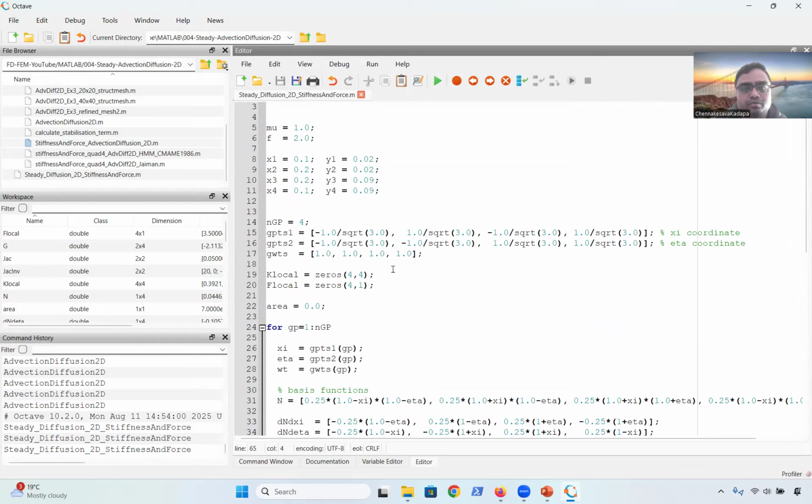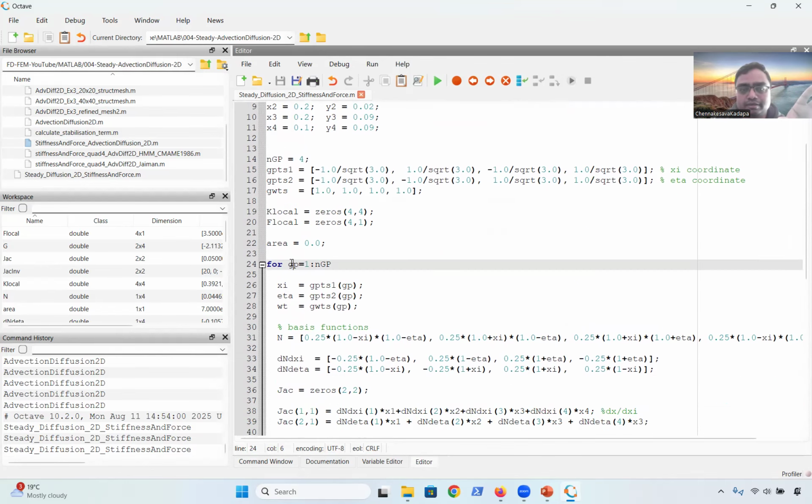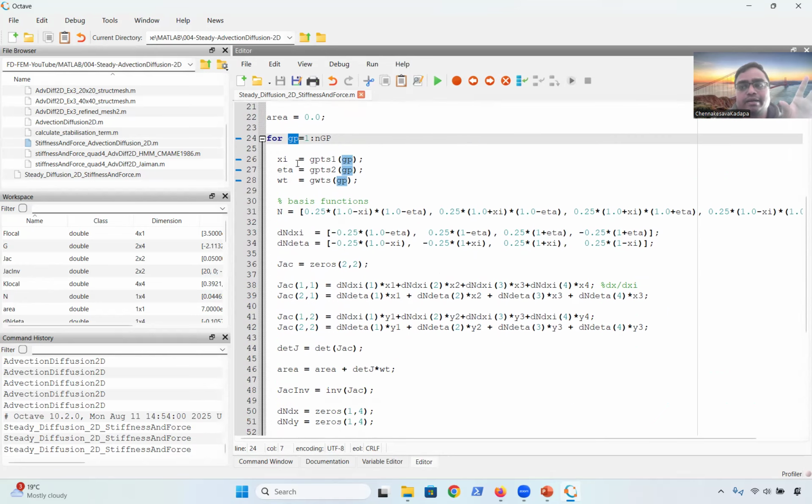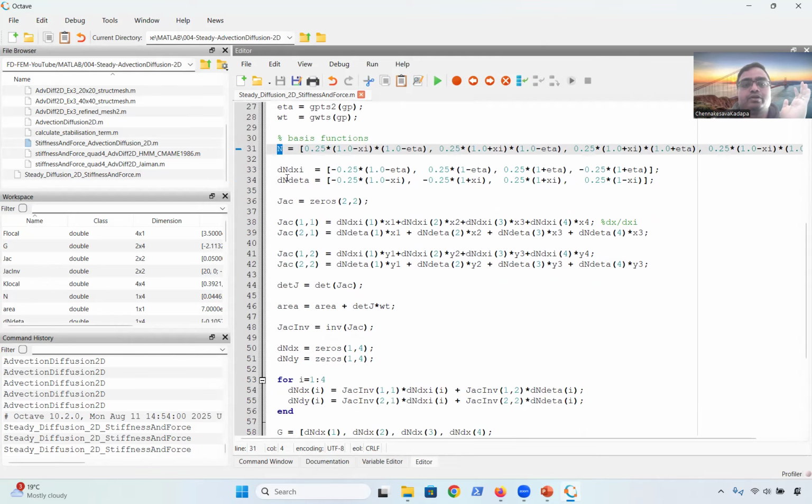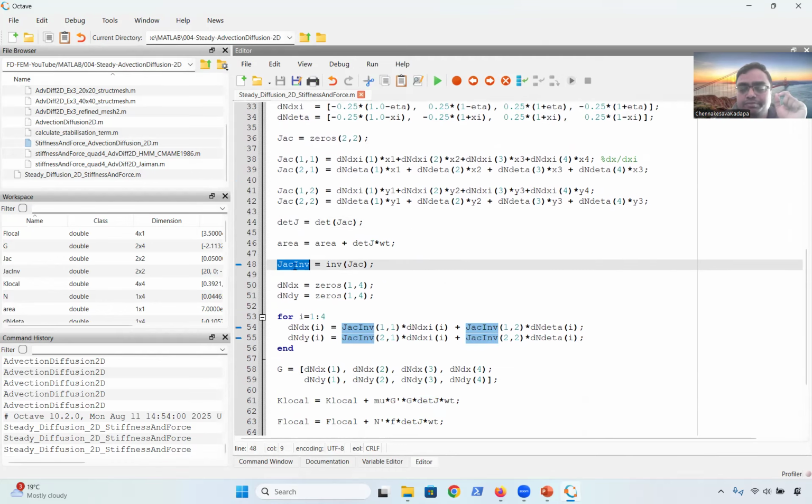Now, we prepare the arrays, we prepare the coordinates, we prepare the Gauss point coordinates, and then we loop over the Gauss points. At each Gauss point we get the values of our local coordinates xi and eta, and we also need the weights. Once we have the coordinates, we calculate the basis functions, we calculate their derivatives with respect to local coordinates, and then we prepare the Jacobian matrix. Then we calculate the determinant of the Jacobian and its inverse.